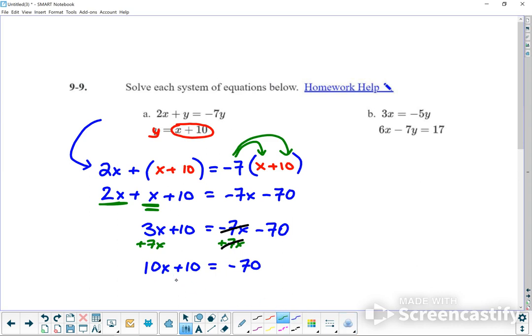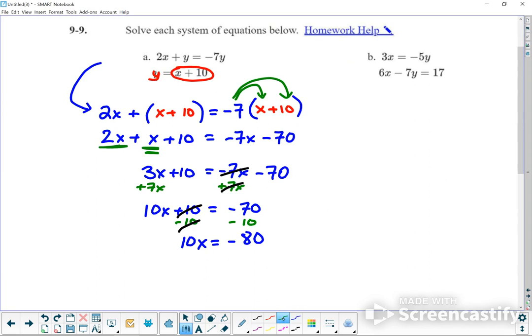And then I'm going to go ahead and take away 10 to get rid of that. So that's going to go away. We have 10x equals -80. We're going to go ahead and get rid of that 10 by dividing by 10. So we get x equals negative 80 divided by 10 is negative 8. That's your final answer. Okay.